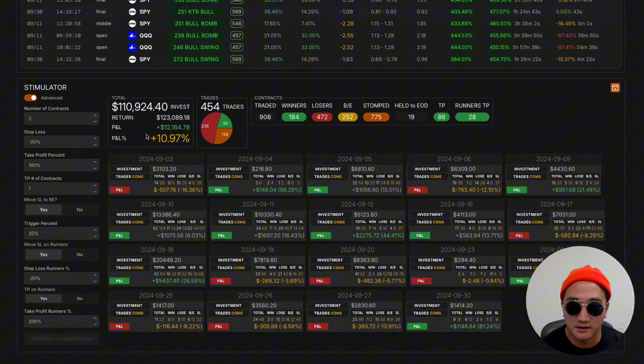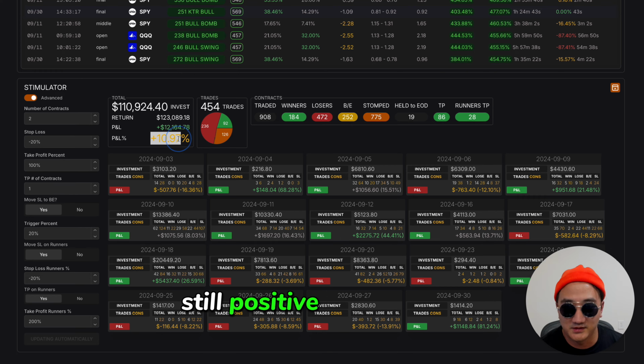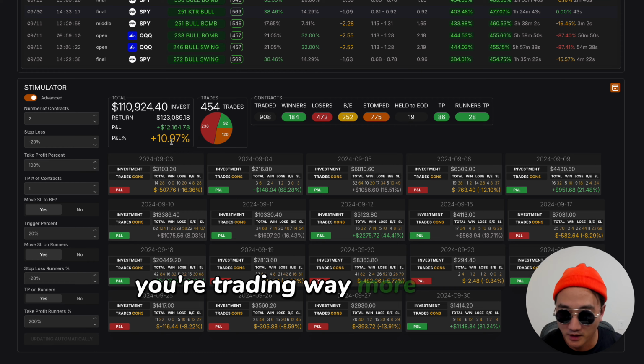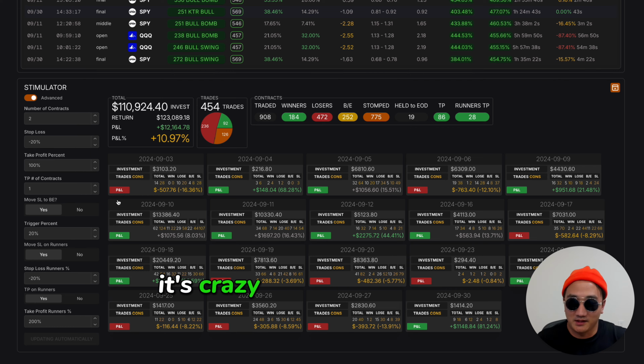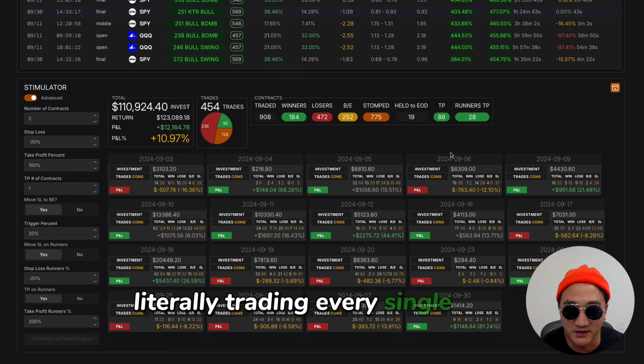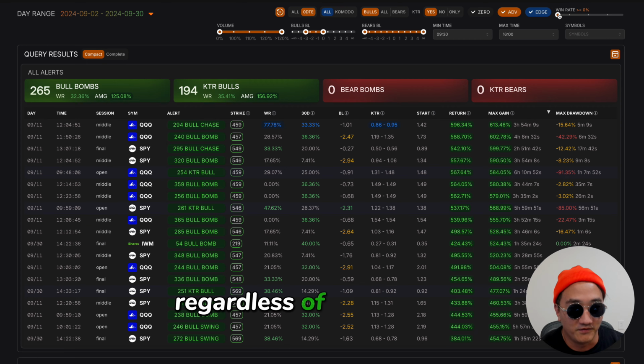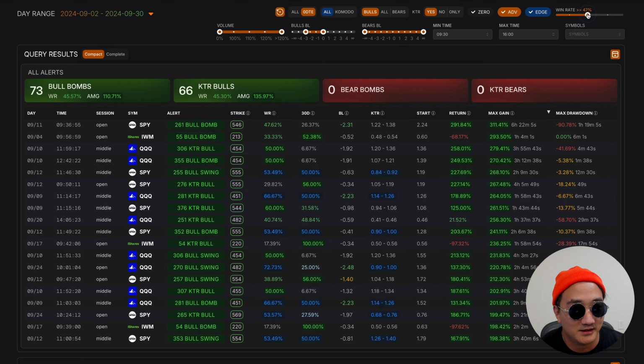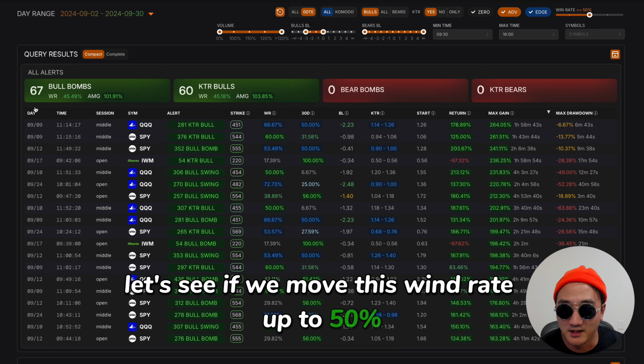Oh. Still positive. Still positive. You're trading way more, but it's not great. I mean, it's crazy that you still made money doing this, literally trading every single alert regardless of the win rate. Let's see if we move this win rate up to 50%.